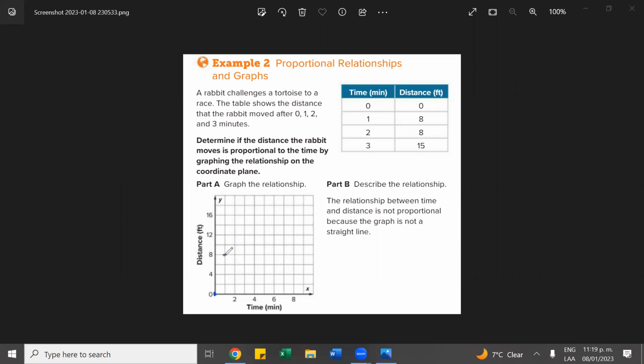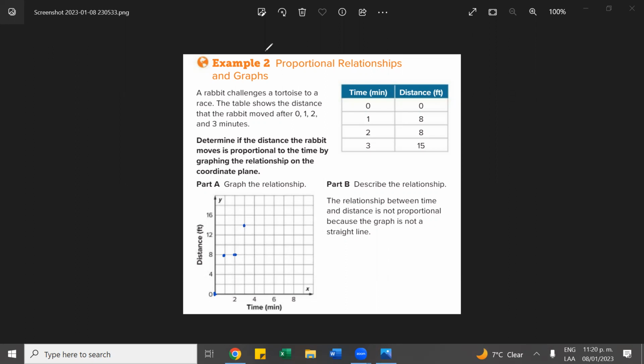So the first point will be right here. The second one says that in 2 minutes, it was 8 feet. In 2 minutes, it also was 8 feet. So in that minute, this tortoise didn't move. In 3 minutes, the distance was 15. So the next point will be right here.